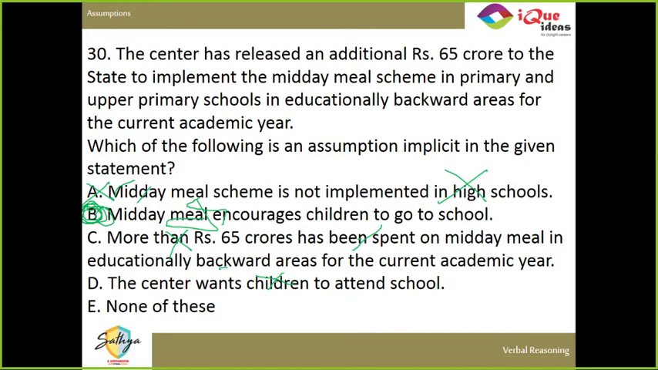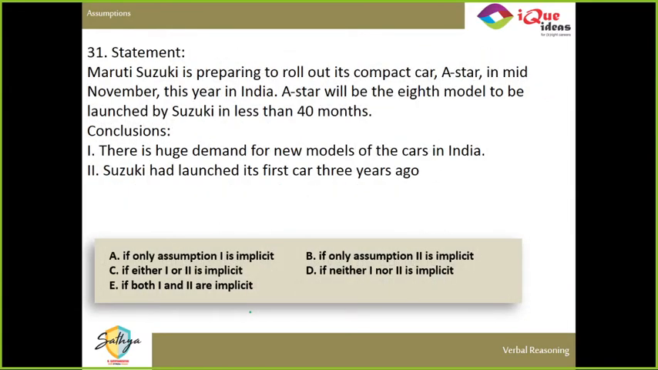Got that? Good. Did everybody get the options and why B is my best possible answer? My best possible answer is definitely B. Okay. Now, again, single statement, two conclusions. Which one is true? Maruti Suzuki is preparing to roll out its compact car, A-Star, in mid-November this year in India. A-Star will be the 8th model to be launched by Suzuki in less than 40 months. Okay? Can I say that there is a huge demand for new models of cars in India?